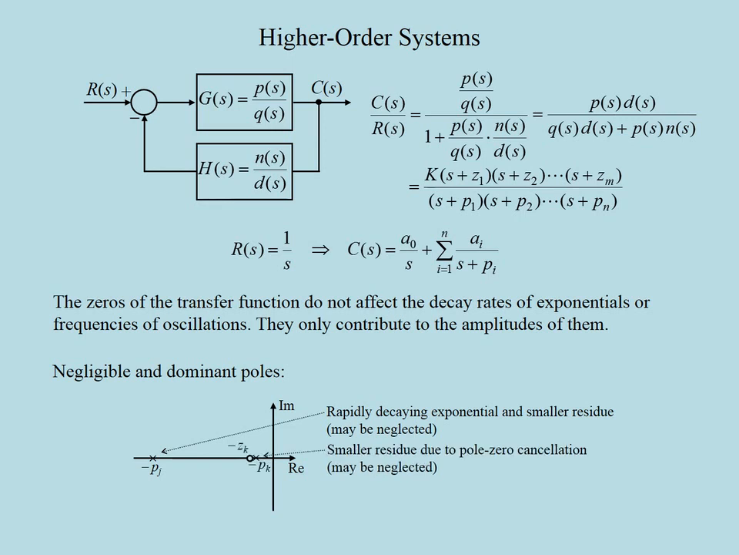On the other hand, if a pole on the left half plane is very close to a zero, it will also generate a small residue. So to speak, you will have a pole-zero cancellation. You can also neglect such poles. That means the response will be dominated by the poles which are closer to the imaginary axis and which do not have any zeros nearby them.